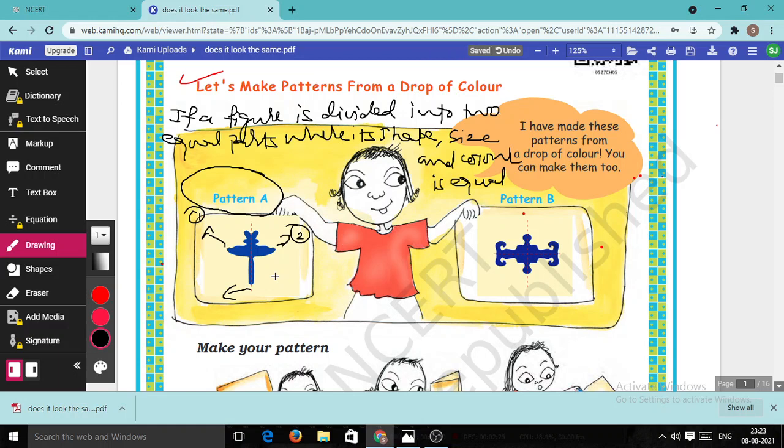Look here at figure A carefully. Both the colors are the same, size the same, shape the same. So these two parts are called the mirror halves of each other. Again, the second figure is also equally divided exactly. So what do we mean by an equally divided figure? An equally divided figure means having equal size, shape and color. The line which divides the figure into two equal parts is called the line of symmetry. So here there are two lines of symmetry. This is called the line of symmetry.